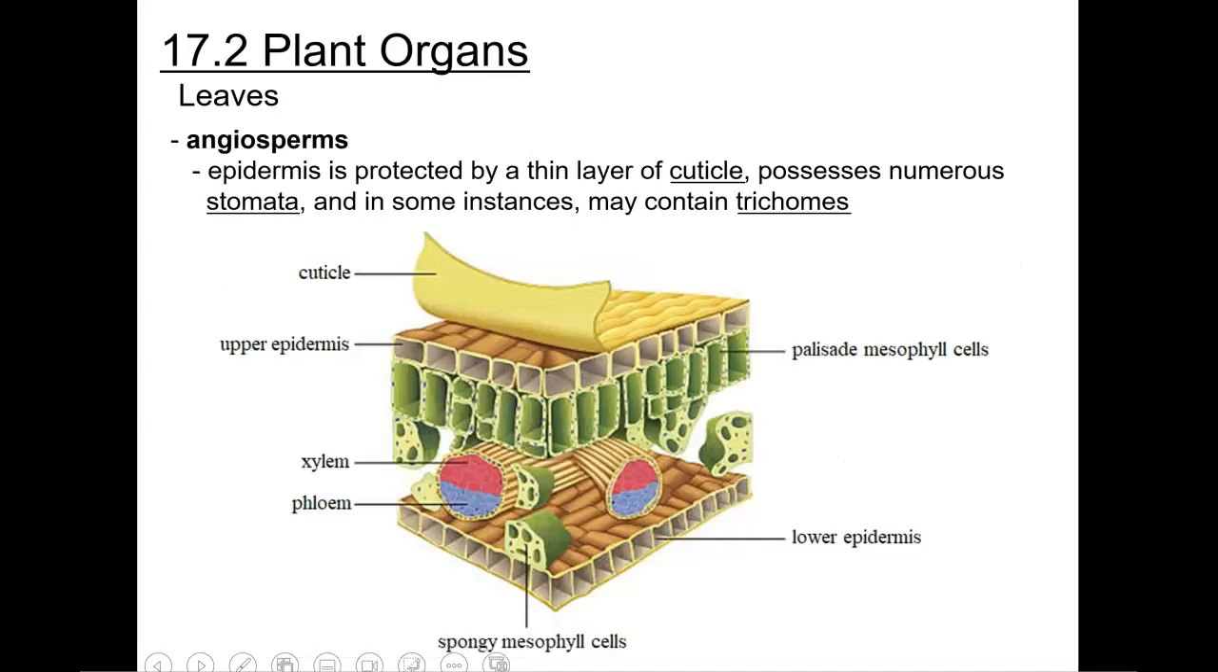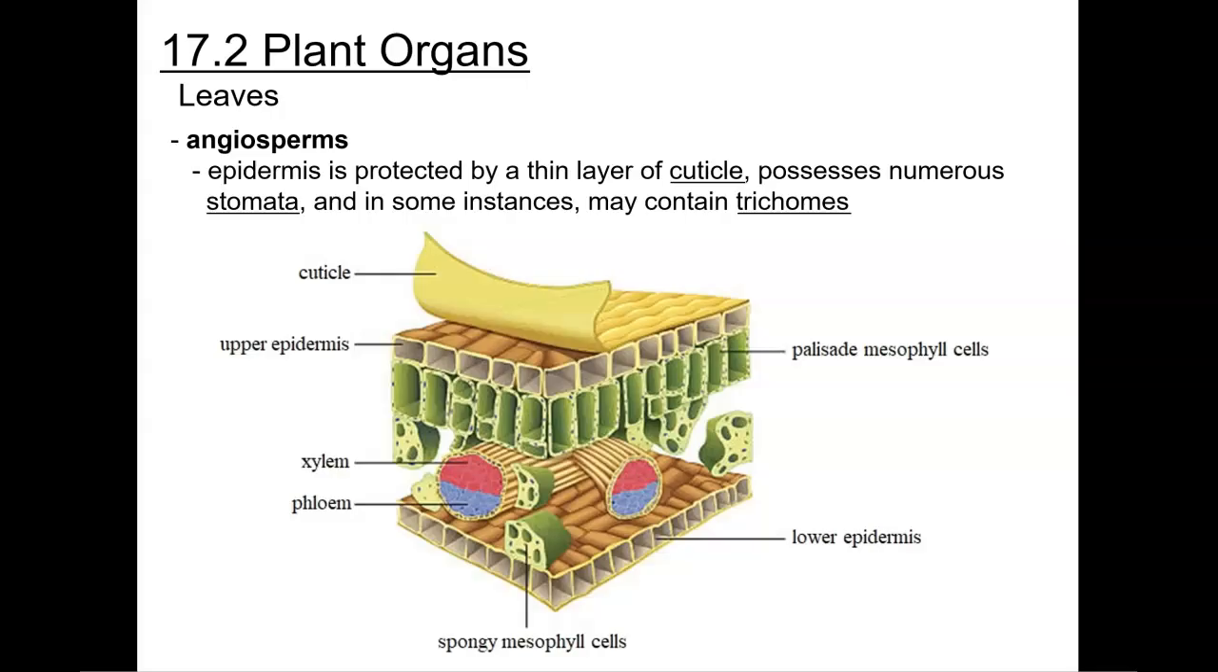Angiosperms, with their leaves, are going to have an epidermis that's going to be protected by a thin layer of cuticle. It's going to have numerous stomata. Now, the stomata are going to be located at the bottom or lower portion of the epidermis. In some instances, it could contain things called trichomes.